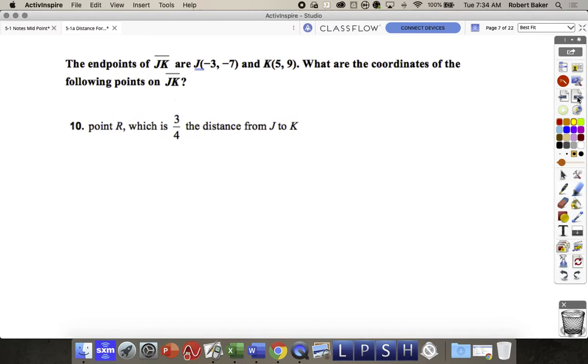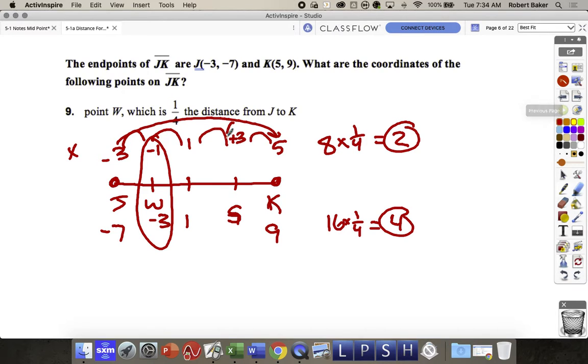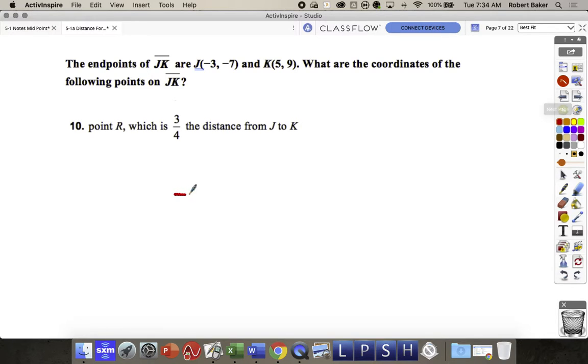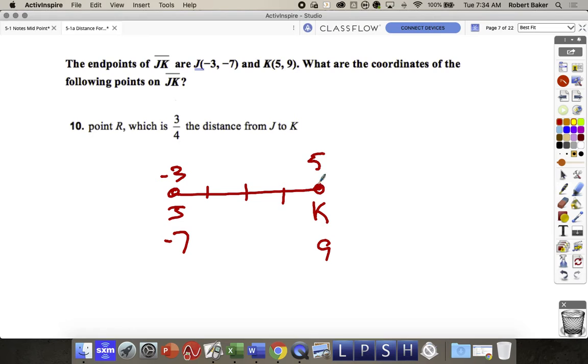All right, let's try that one more time. We have points J and K, they're at the same coordinate location, and we're looking for point R, which is 3/4 of the way from J to K. So we could go back and cheat on the last one that we did, and R should be at 3, 5. Let's calculate it just to make sure. J and K at the same points, -3, -7, 5, and 9. 1/4, 2/4, 3/4, 4/4. We're looking for point R, which is 3/4 of the way from J to K.